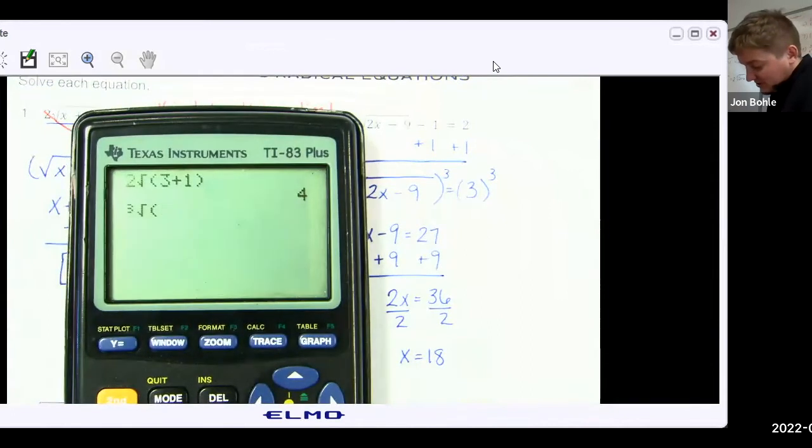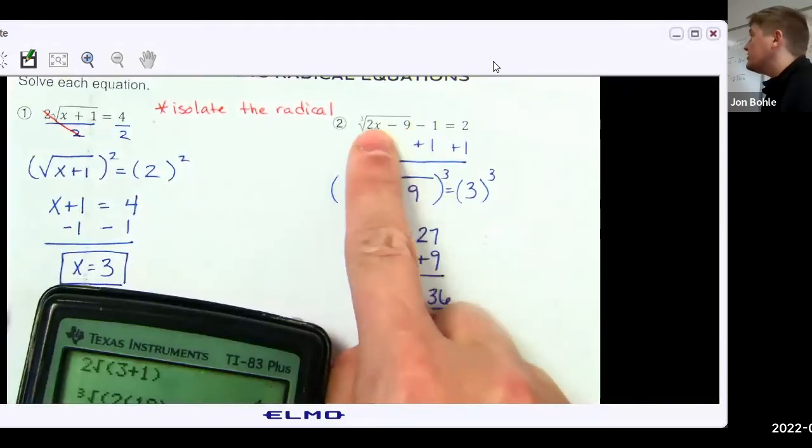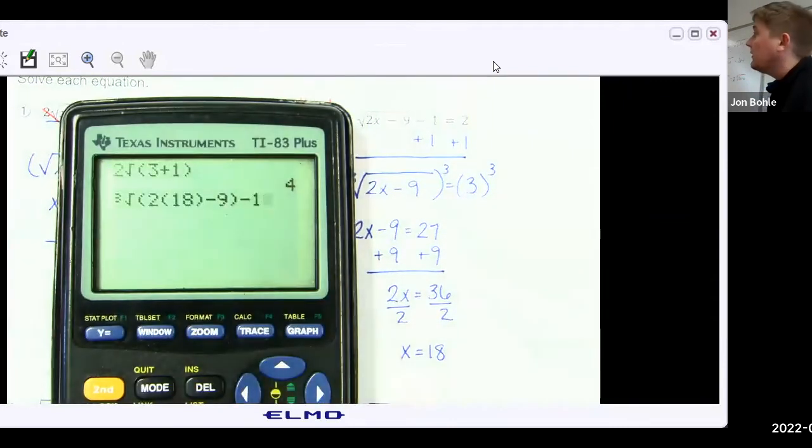All right, so 2 times 18 minus 9. And then I need that minus 9 to be the last thing under the rooting symbol, so I have to close the parentheses here, because this 9 is the last thing under the cube root symbol. Then I hit an additional minus 1. And it's 2.